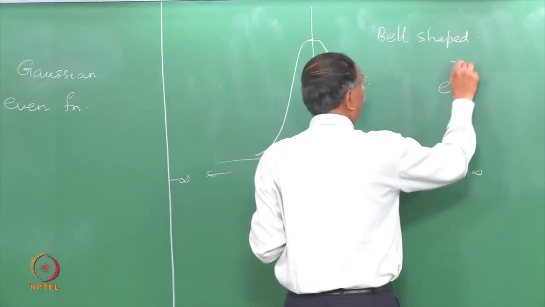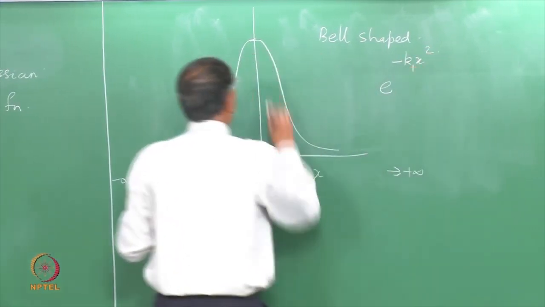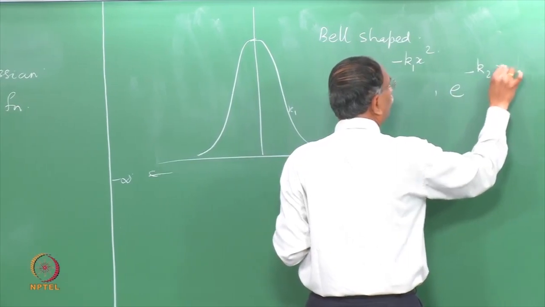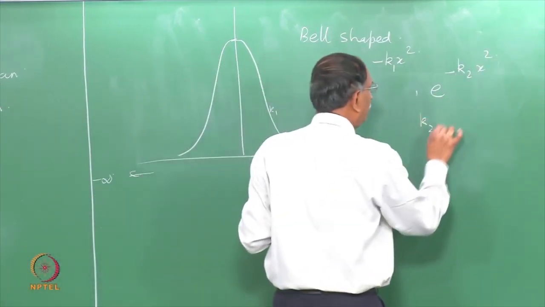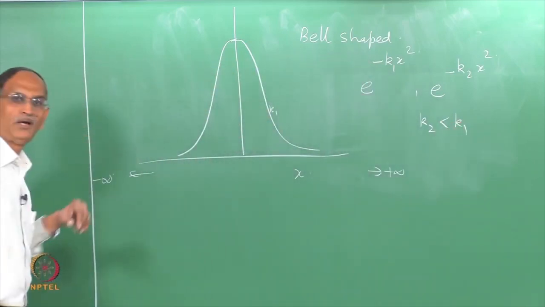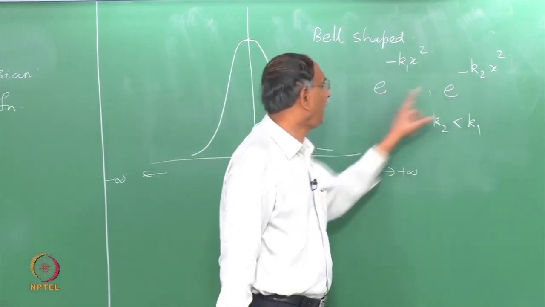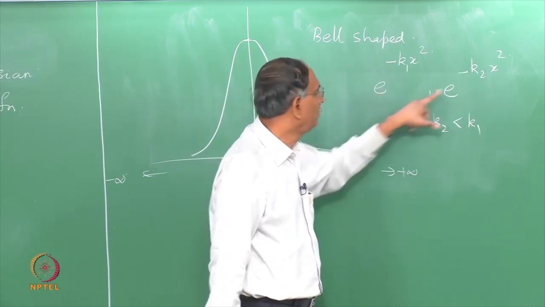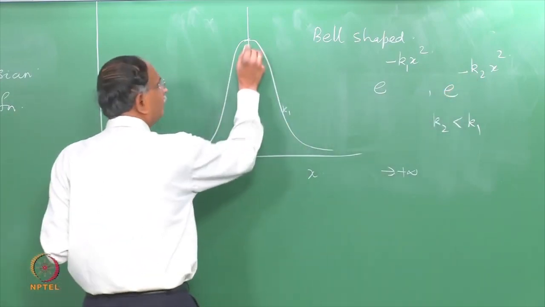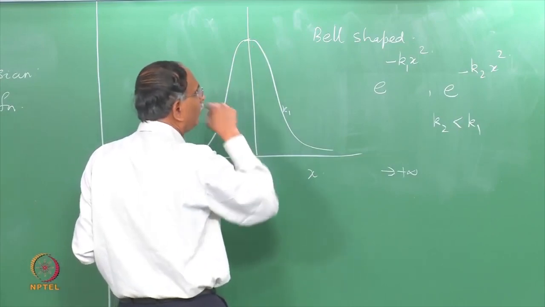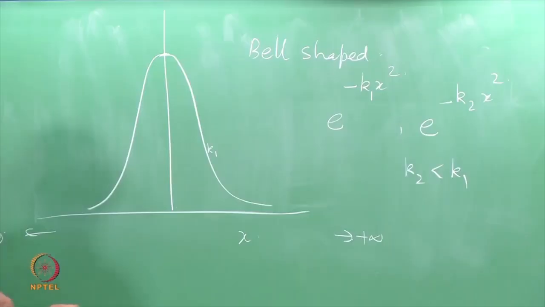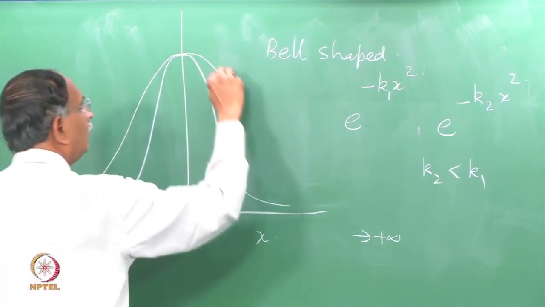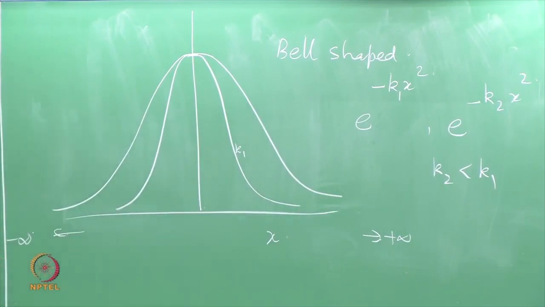Now, again, take e to the minus kx square for one value k1. Suppose I want to plot this for another value k2, where k2 is less than k1. It's quite clear that for any given x, this will be smaller because k1 is more than k2. This one is smaller, this one is slightly larger, and therefore you can see that if k2 is less than k1, you will have a more elaborate, wider function. This is k2.